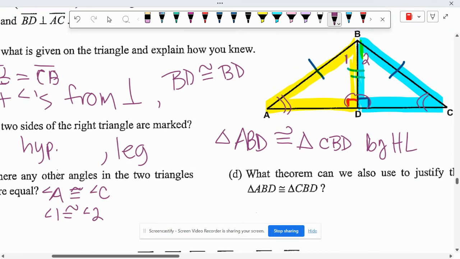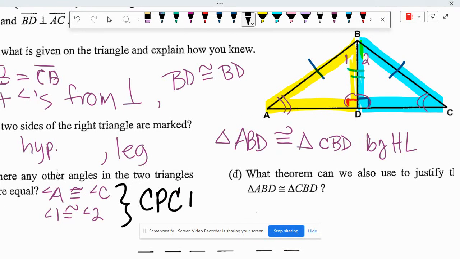What theorem did you guys learn the other day? It was actually a definition of congruent triangles. If triangles are congruent, then the corresponding parts of congruent triangles are congruent. So that also means that segment AD is congruent to segment CD.